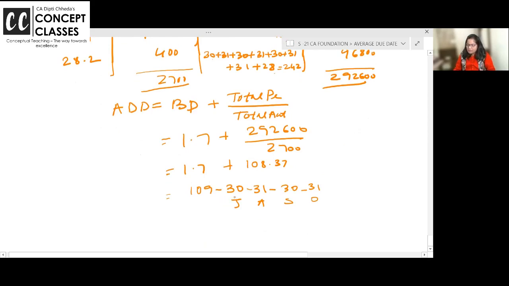July ke 30 days. August ke 31, September ke 30. Okay, let us see 109 minus 30 days of July, 31 days of August, 30 days of September. Okay, यहीं पे days खत्म हो जा रहे हैं. 30 days of September and it is coming to 18th October. 18th October. Clear to all of you, 18th October.